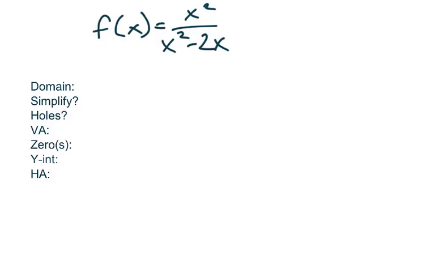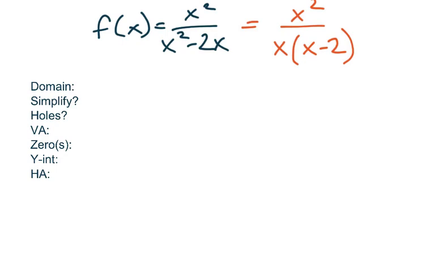All right, here's another example of graphing rational functions. If you remember, our very first step should be to factor. We have x squared, and the numerator doesn't factor. In the denominator, I can factor out an x, so I have x times x minus 2. All right, so those are my factors.